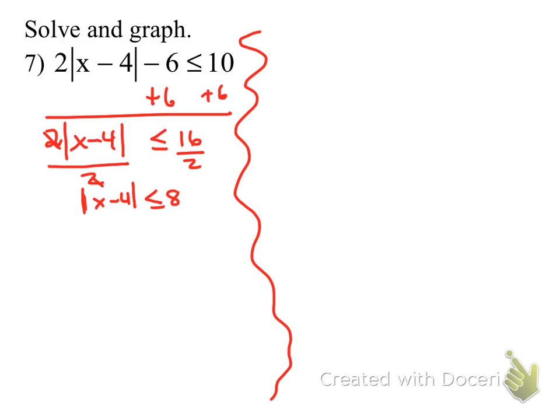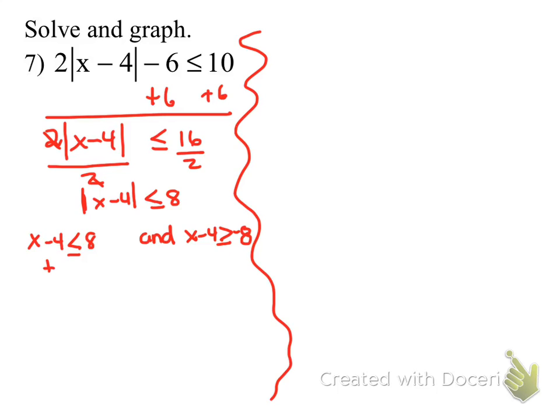Okay, Sarah. It's going to be an or statement. Wait, why did you say or? Oh, and. It's going to be an and statement because it's less than. And so we have x minus 4 is less than or equal to 8, and x minus 4 is greater than or equal to negative 8. And then we solve.